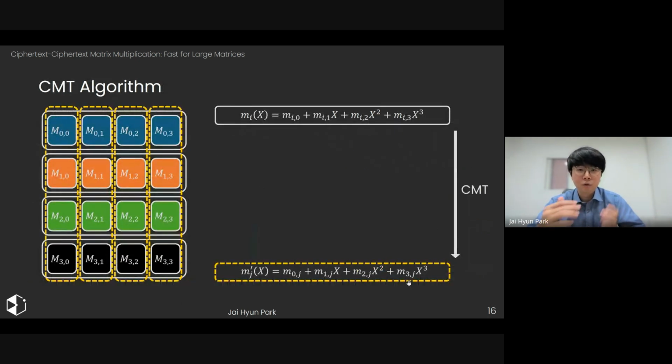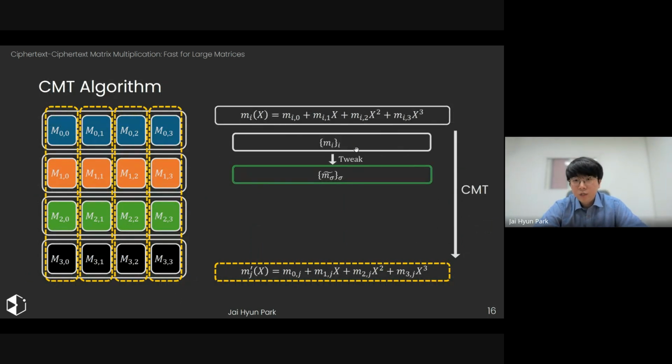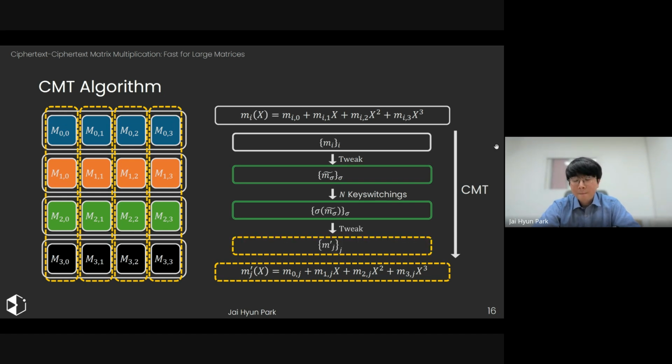Okay, so to put it all together, here's our CMT algorithm. First, we do the twig algorithm, which is the structured ring additions, to get the M sigma tilde. And for each M sigma tilde, we do key switchings. So there are only n key switchings instead of n square. And after that, we tweak the M sigma tildes again to obtain the column-wise encryptions as desired. So this is the flow of our algorithm.